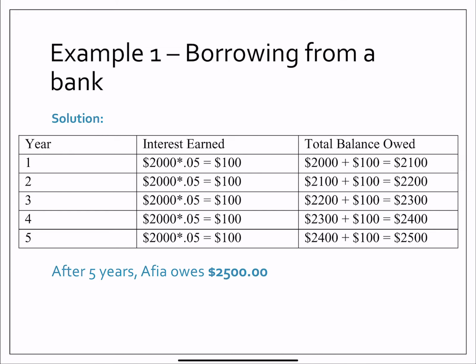And here is a little table. It's the exact same thing that we did, calculating interest for each year, and we can see the interest is the same each year. And we end up with $2,500 that we owe.